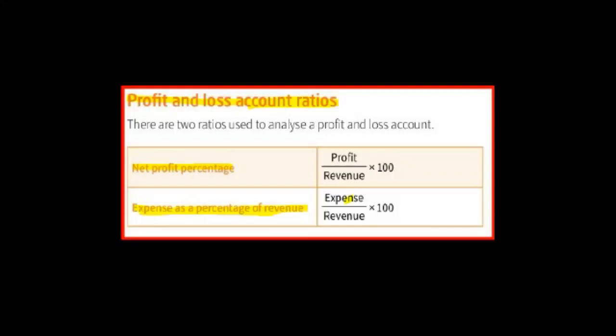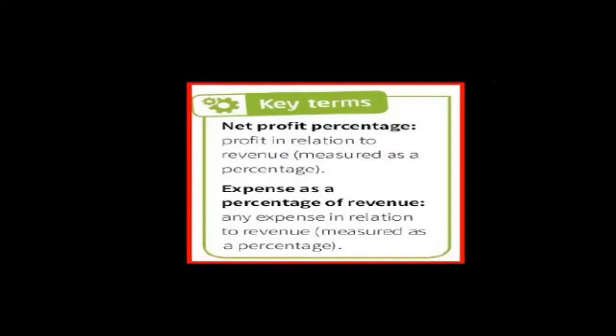Okay, and this would be either total expense, or it could be any individual expense like depreciation or rent, or it could be the total of all of your expenses. The key terms are: the net profit percentage is in relation to revenue measured as a percentage, and any expense as a percentage of revenue. Any expense in relation to revenue measured as a percentage.